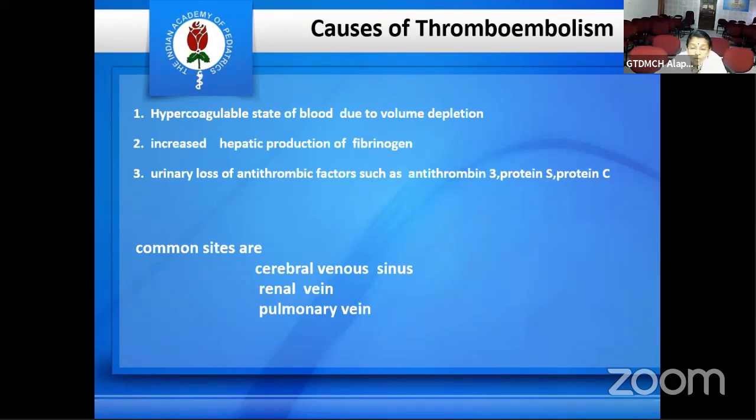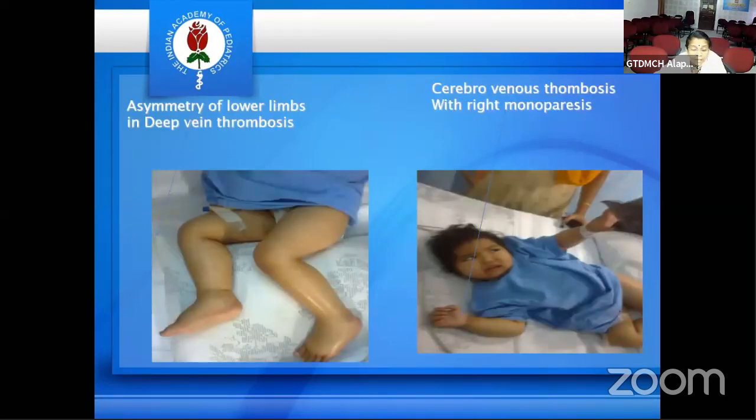And the causes of thromboembolism: there is a hypercoagulable state of blood due to volume depletion. There is increased hepatic production of fibrinogen. And there will be urinary loss of antithrombotic factors such as antithrombin 3, protein S, and protein C. These are the causes of thromboembolism in nephrotic syndrome. Common sites of thromboembolism are the cerebral venous sinus, renal vein, and pulmonary vein. You can see in this picture the asymmetry of the lower limbs. The right limb is swollen due to deep vein thrombosis. Cerebral venous thrombosis causes right hemiparesis in a small child.